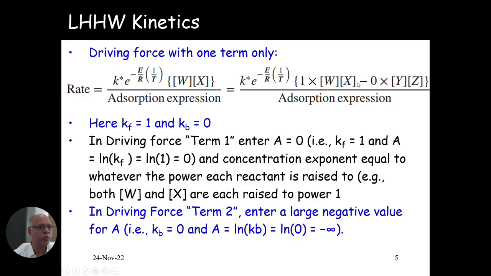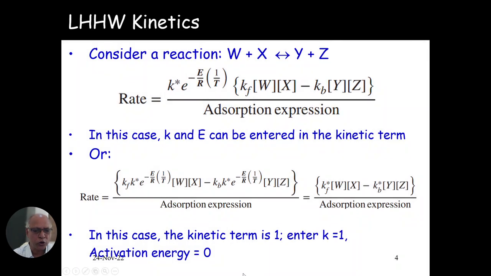The exponents of W and X are set to 1. They can be different. It could be 2, it could be 0.5, it could be any other value. Right? See, remember there are two possible ways. One way is the kinetic term may contain rate constant like this, or if you try to multiply inside, now the kinetic term can become 1. If it is 1, we saw what need to be done.